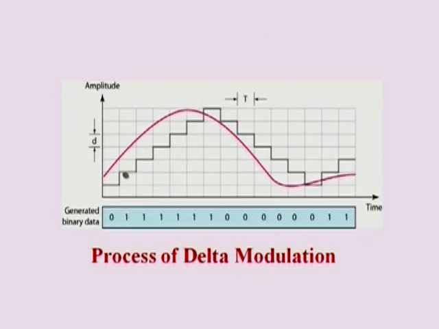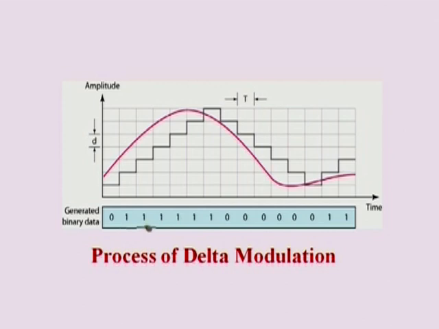So, this graph shows the message signal and the quantized signal, and then you compare both the current and previous one. Based on that, the coding is what we have discussed. So, this is the bit pattern generated for this signal.